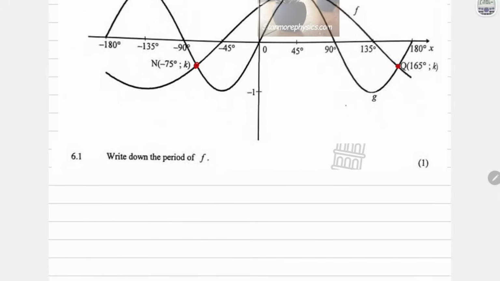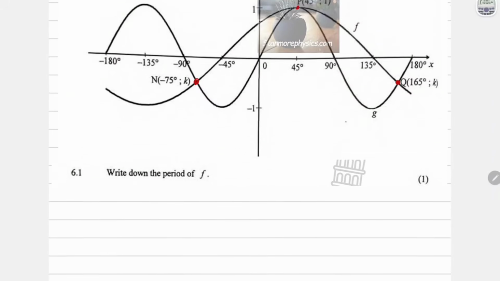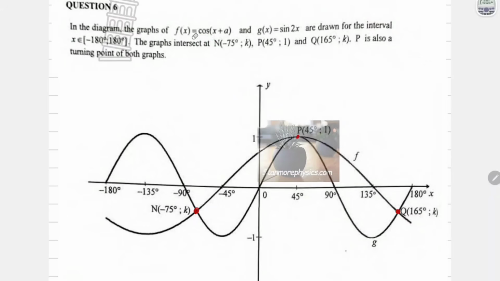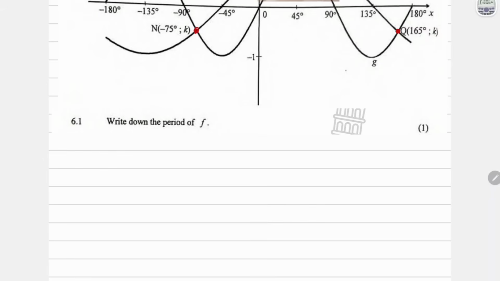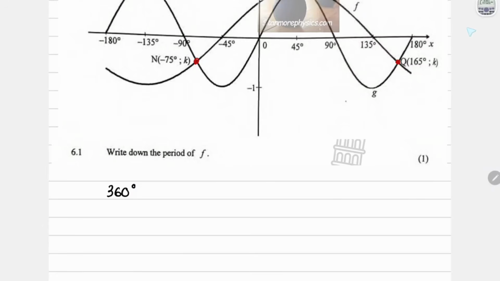Okay, so the first question is, write down the period of f. So the period of the cos graph. Like I said, the period was not tampered with. It's still x. You don't have a 2x or a half x or anything like that. It's just been shifted only. So the period is the normal period of a cos graph. A cos graph completes a cycle every 360 degrees. So the period is just 360 degrees. Moving on to the next question.